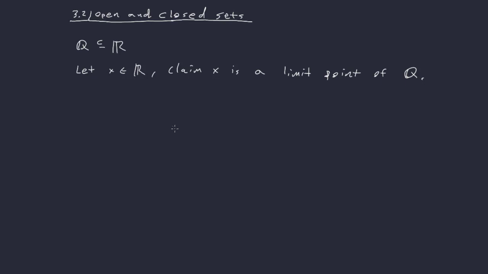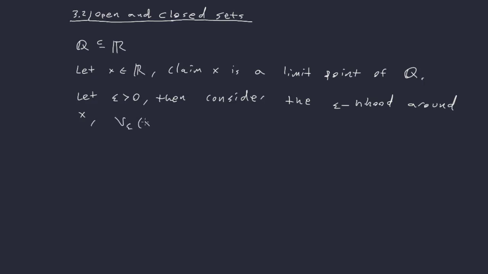And here's my claim. To prove this, we're just going to let epsilon be greater than 0 and be arbitrary. Okay, then before I start on this, consider the epsilon neighborhood around x, which we call V sub epsilon around x, also known as x minus epsilon to x plus epsilon.